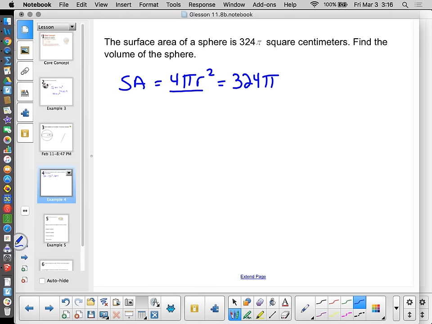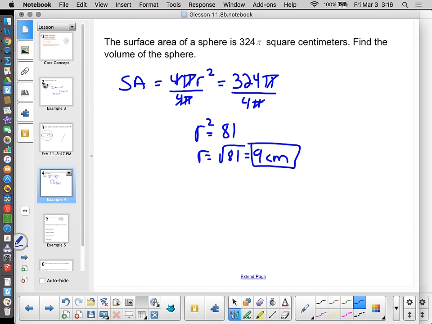So we need to solve that, which we had practice doing yesterday. We divide by 4 pi. The pi's, of course, cancel. And 324 divided by 4, that's going to be 81. So r is the square root of 81, which is 9, and it is centimeters. Now I know the radius. I have to use the volume formula.